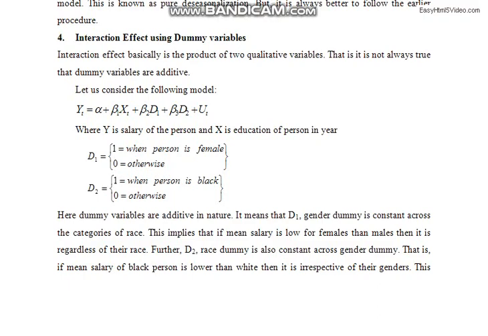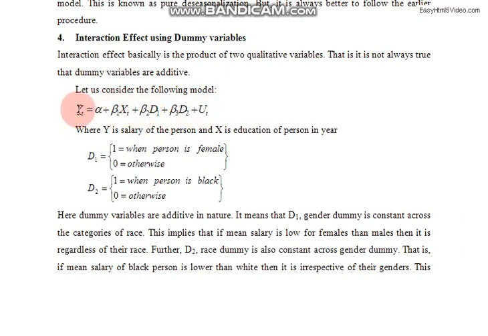So an interaction effect is basically the product of 2 qualitative variables, that is, the product of 2 dummy variables. It is not always true that the dummy variables are additive. They can also be multiplicative in nature. So the following model represents an additive nature of dummy variables.